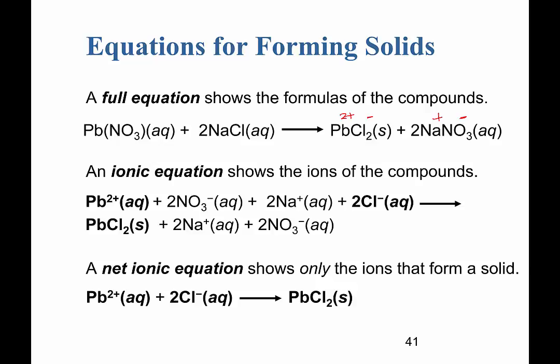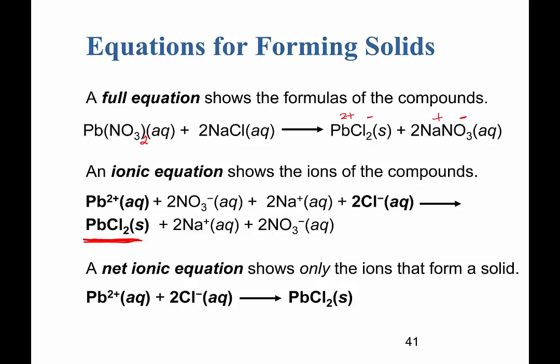It's a solid. Now my ionic equation is going to break all these apart into ions, because all these are ionic compounds, and we know that when they dissolve in water, they break apart into ions. So I would have lead ion, and I have 2 nitrates. I have 2 sodiums, and I have 2 chlorides. This one does not split apart because it doesn't dissolve, therefore it can't form ions, so it stays together. I have 2 sodiums and 2 nitrates. So that's my total ionic equation.